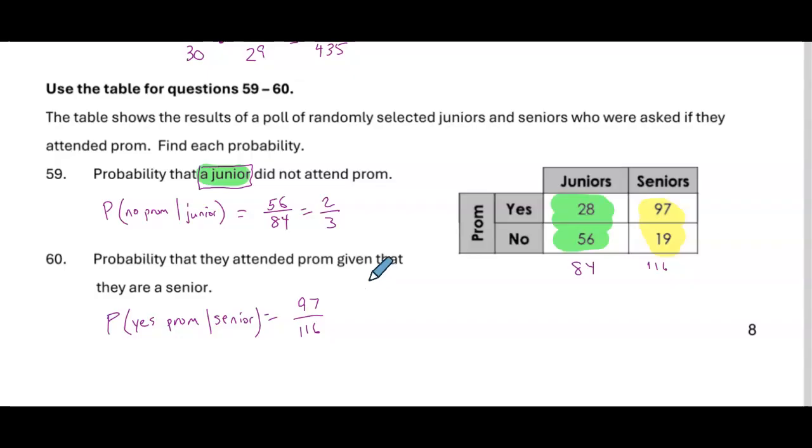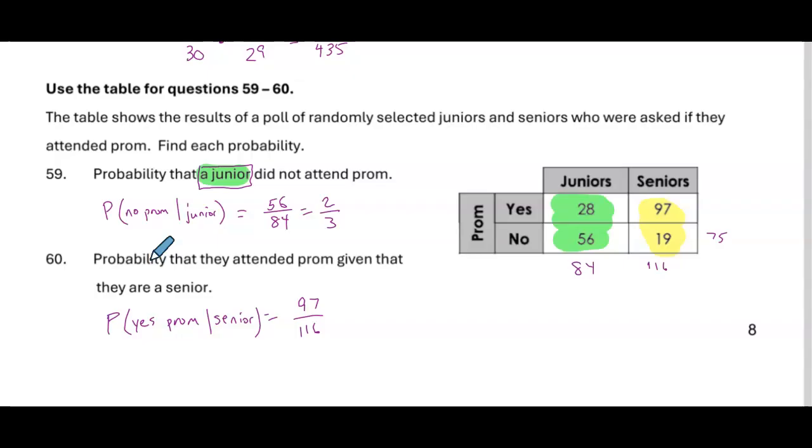But before we go any further with this set, let's talk about another way that this problem could be worded. So let's say that this first problem said the probability that someone who did not attend the prom was a junior. Well, if I worded it that way, now I would be setting the condition that I'm only looking at those that did not attend the prom. So I would be only looking at this bottom row. This bottom row adds up to 75, and so my denominator would be 75.